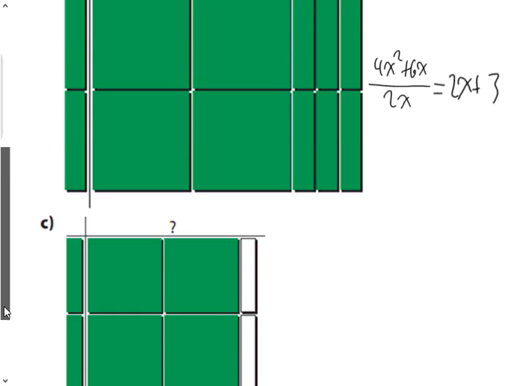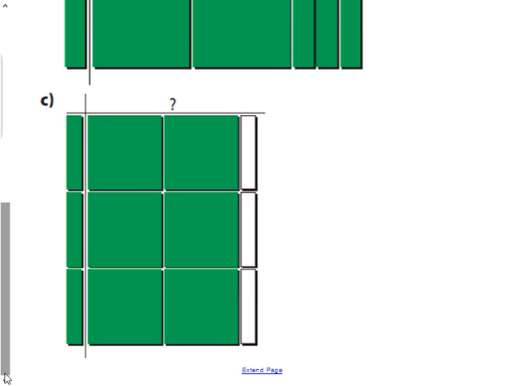And finally, our third model, it's going to be the area, which is 6x squared minus 3x divided by the side I know, which is 3x, will equal the missing side.